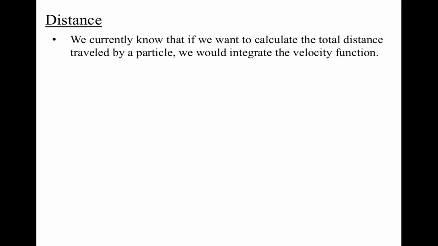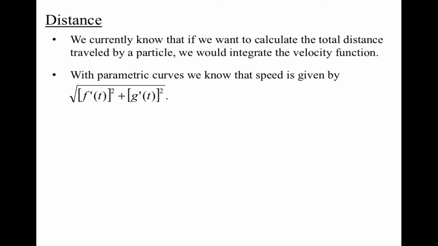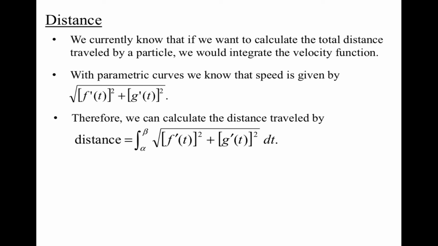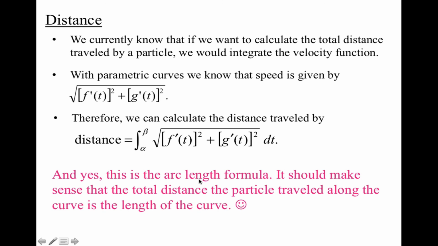And distance, we currently know that if we want to calculate the total distance traveled by a particle, we would integrate the velocity function. So with parametric curves, we know that the speed is given by the square root of f prime of t squared plus g prime of t squared. Therefore, we can calculate the distance traveled by taking the integral of the speed. And yes, this is the arc length formula. It should make sense that the total distance the particle traveled along the curve is the length of the curve.